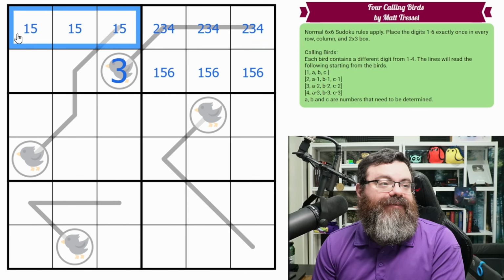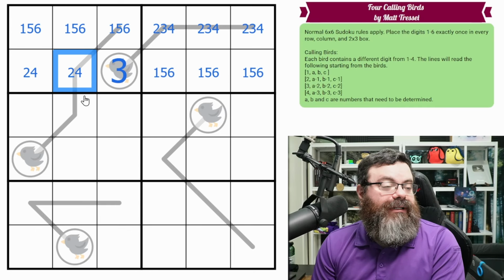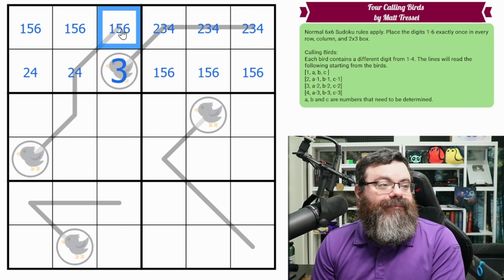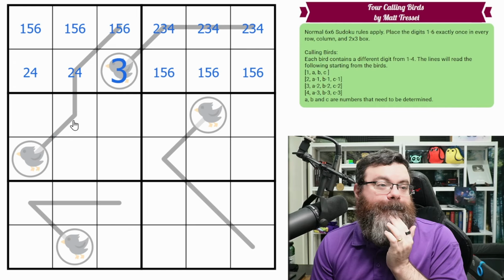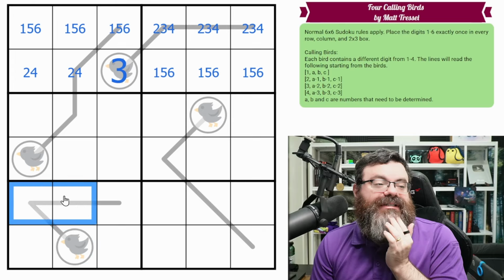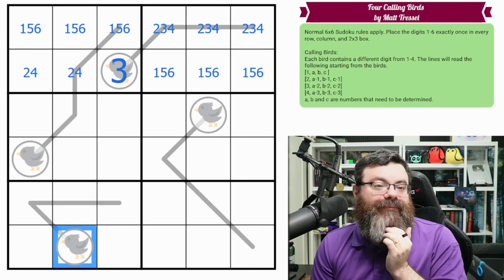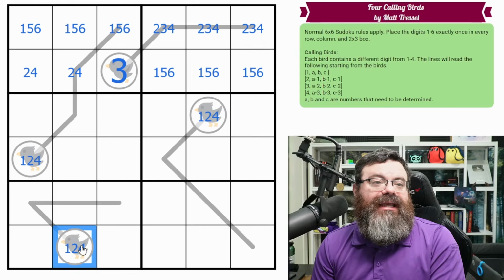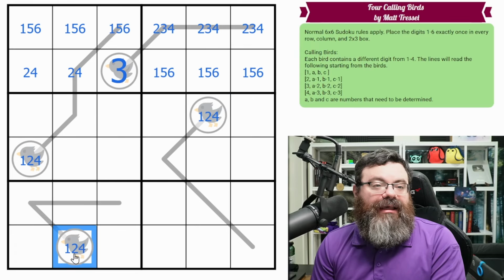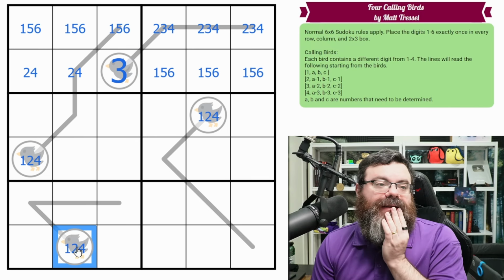That makes this 1, 5, 6. That makes this 2, 4. Okay, so this bird is different than all 3 of its own. Let me just put 1, 2, 4 in all these. So 1 and 4 definitely work. I think 2 does as well. 2 is not on its own line, right? I think we proved that. That's why this had to be 3. So none of these other ones are on their own line.